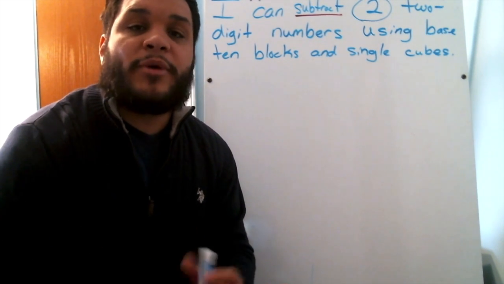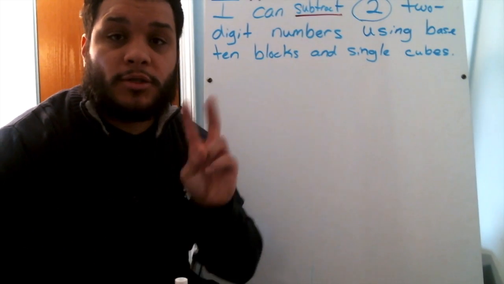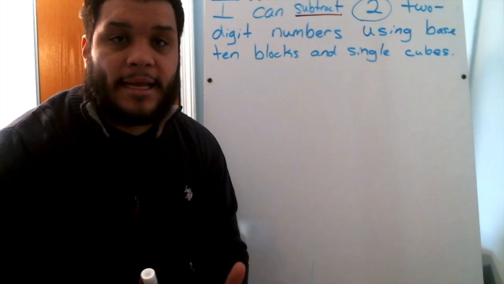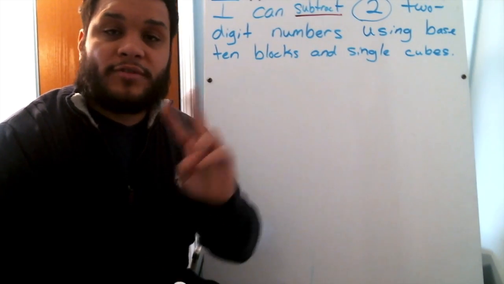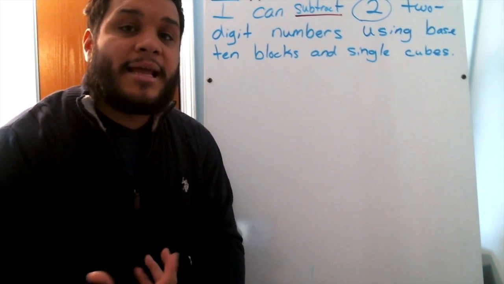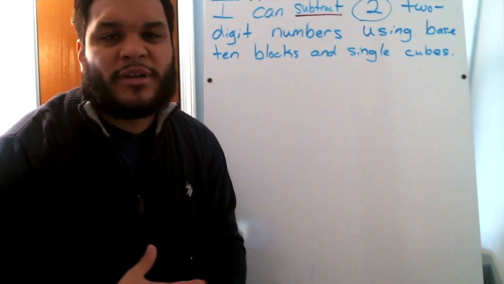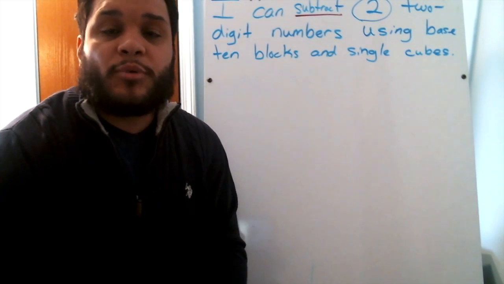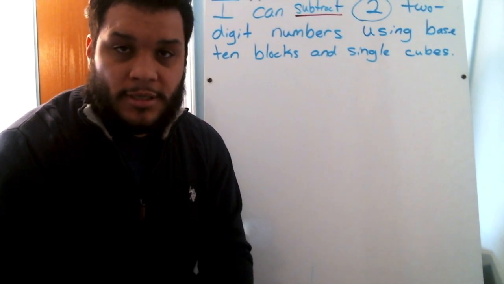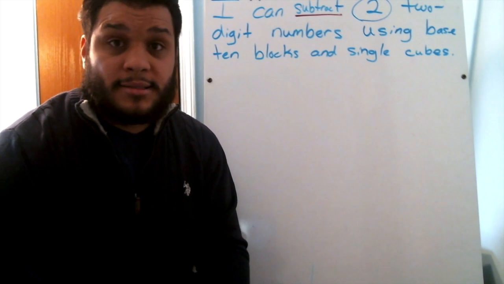So yesterday we were able to understand what two-digit numbers meant. That just means that I'm going to have two numbers that have two digits in them. And today, the operation that we're using, and operation is just a fancy word of saying if we're going to add or subtract, is subtraction. So we're going to be subtracting today.